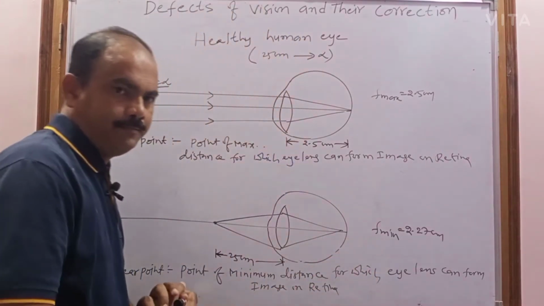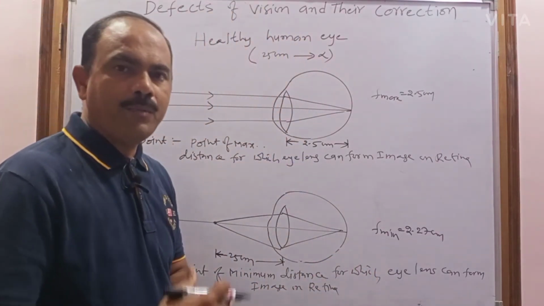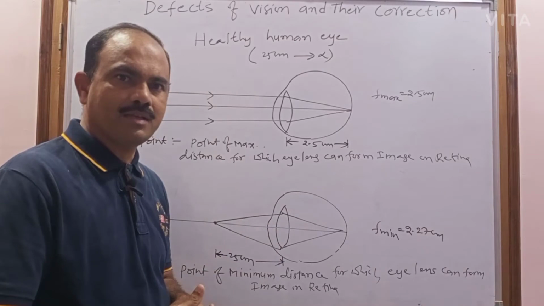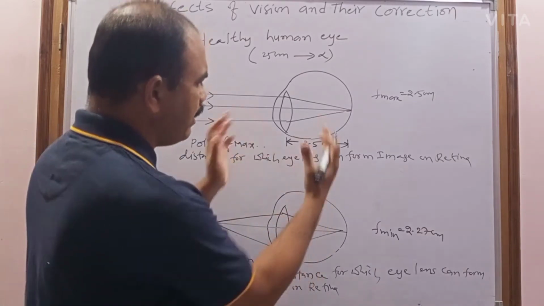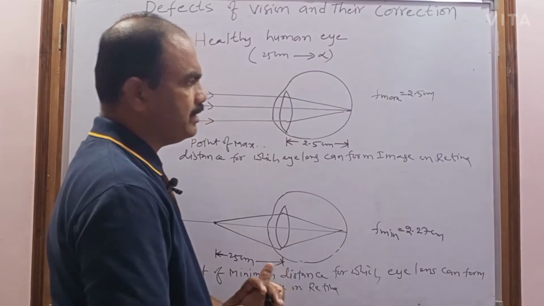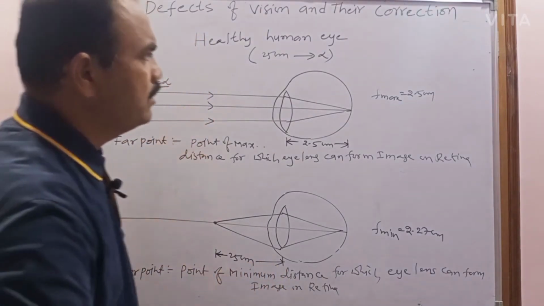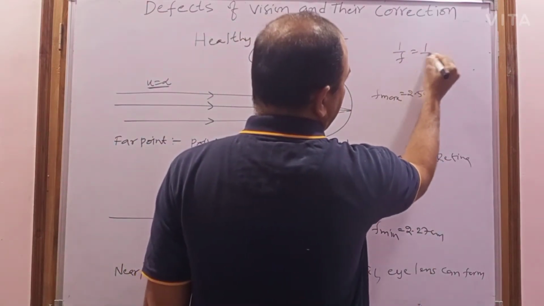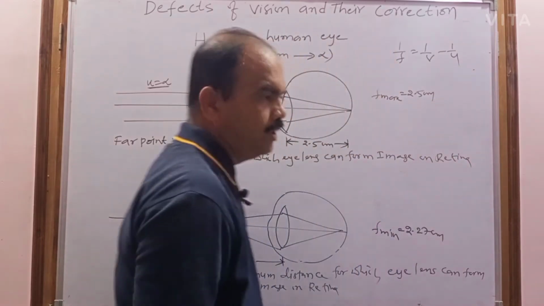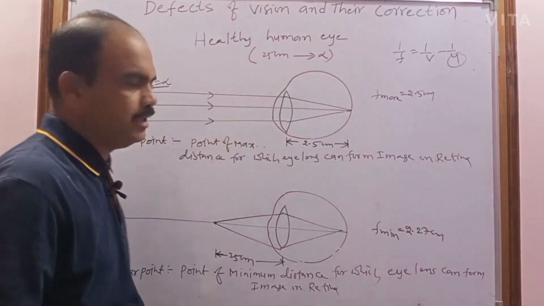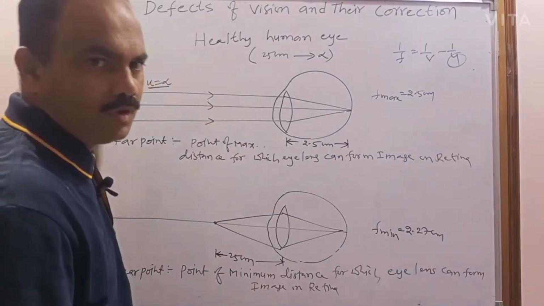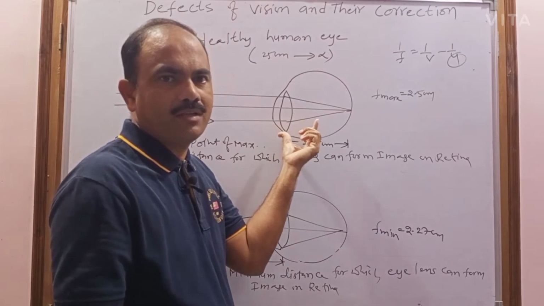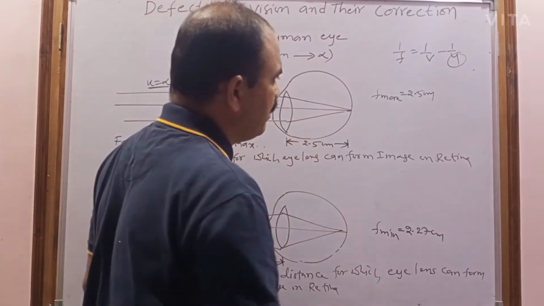But what happens if the eye lens loses its ability for accommodation? Then it cannot adjust the focal length. According to the lens formula, 1 by f equal to 1 by v minus 1 by u, here we are not changing the object distance, the object is at infinity. Since the ability for accommodation is lost, it cannot change the focal length.